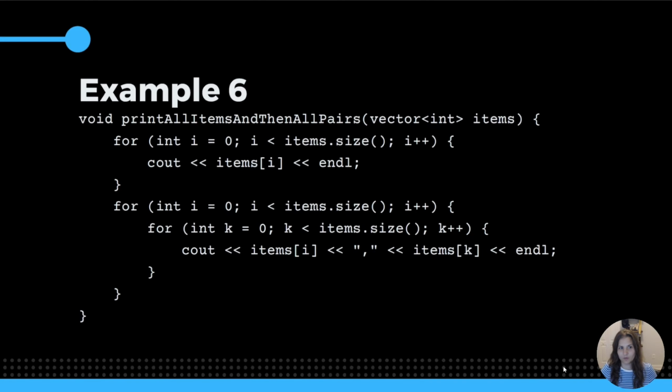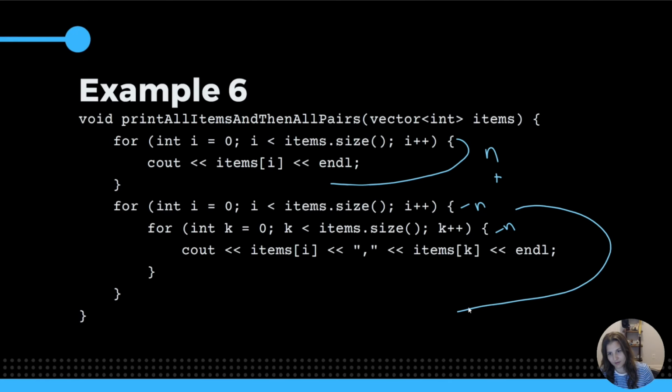In this example, we're printing all items and then all pairs. So getting in again our vector. Here we loop through every single item in our array, that's n, plus we do our ordered pairs. The first loop goes through n times, but then there's an inner loop that goes through n times. So overall this makes it n squared.